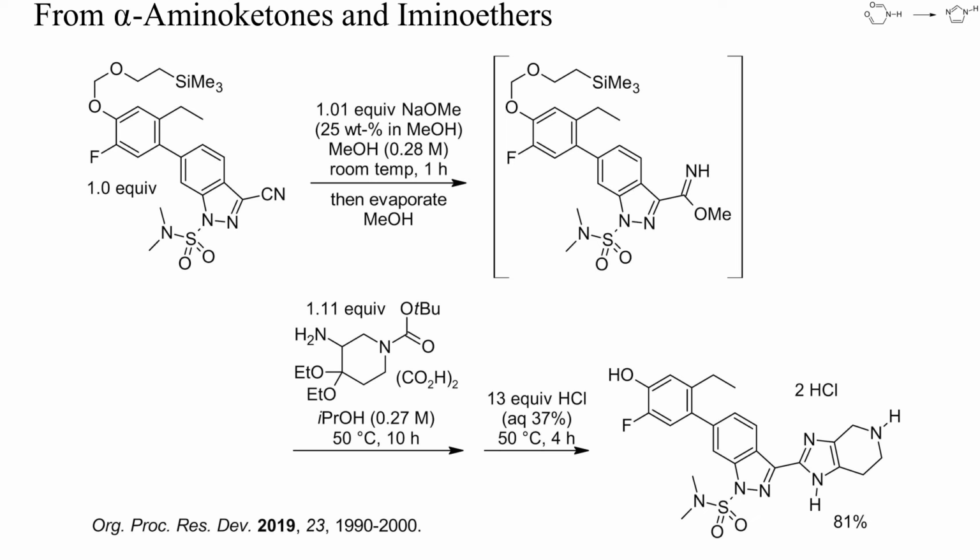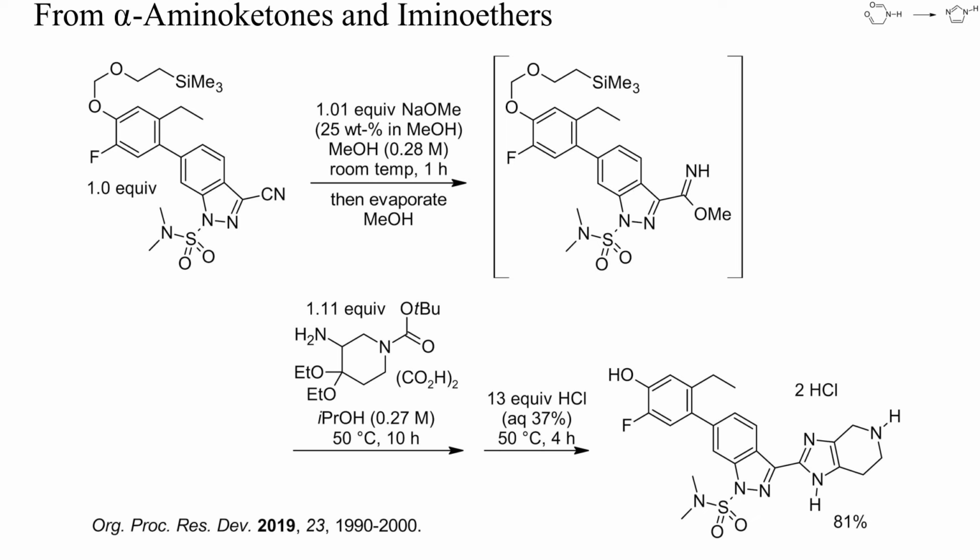Here, a protected aminoketone was condensed with an iminoether. The latter had been prepared from a nitrile and methanol under alkaline conditions, but this strategy only works well with electron-deficient nitriles. Normally, acidic conditions are required to prepare iminoethers from nitriles. All the protective groups were removed by heating with concentrated hydrochloric acid.